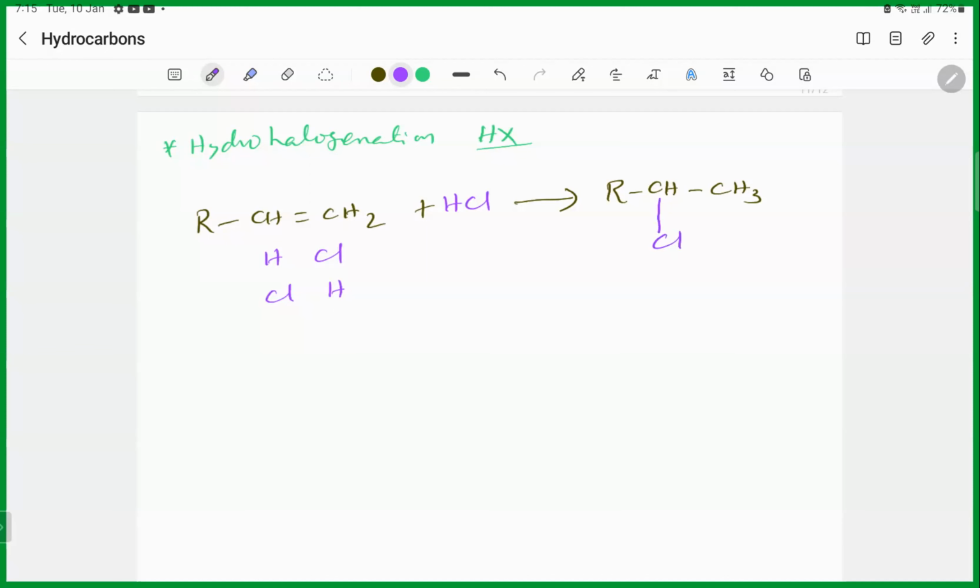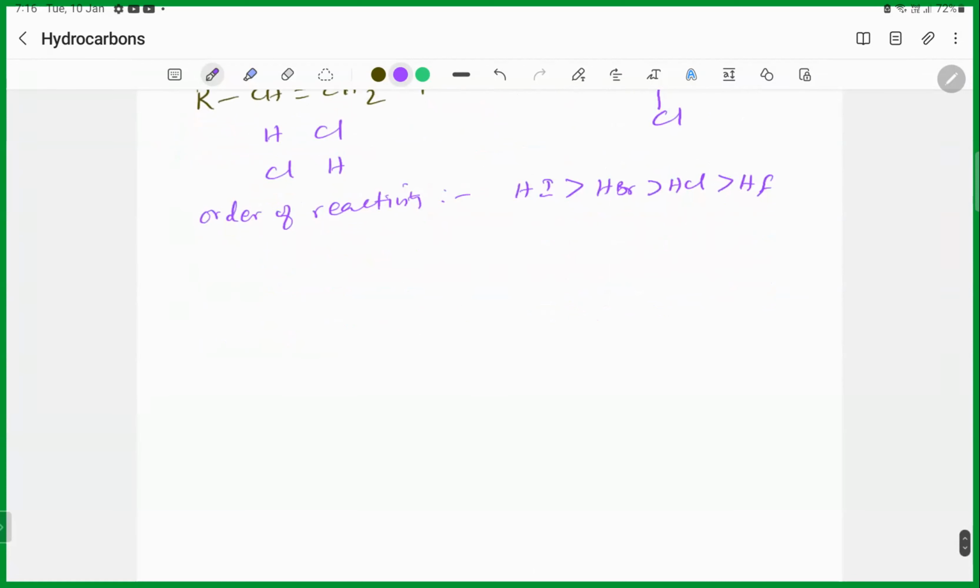So the order of reactivity would be hydrogen iodide undergoing the faster rate than bromide, then chloride, then fluoride. Now, when you take an unsymmetrical alkene and add hydrogen halide, the addition is governed by the Markovnikov rule.